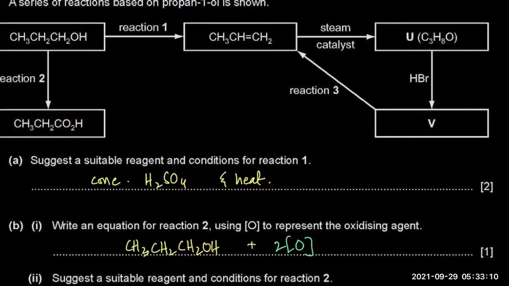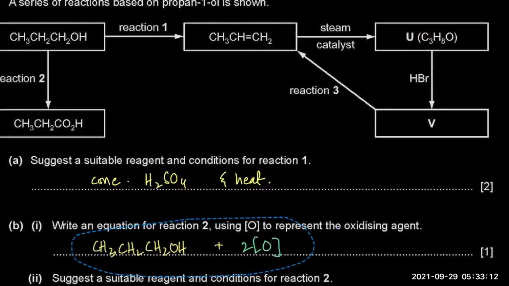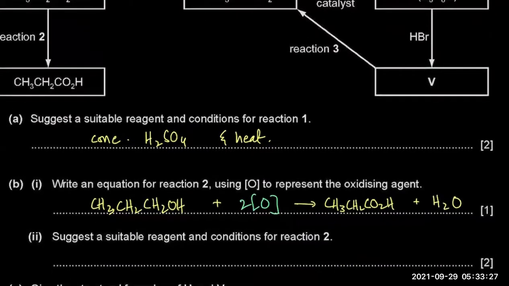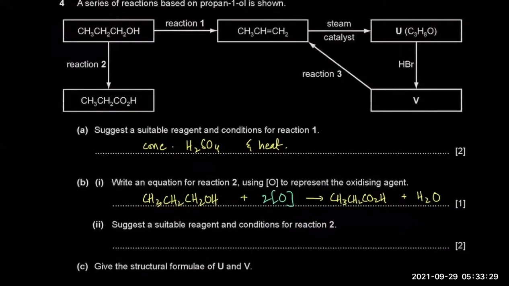So what we make is this. This is what we end up making: CH3CH2CO2H. That's where one oxygen goes, and the other oxygen goes with the 2 hydrogens that left the alcohol. Okay. Suitable reagent and conditions for this. Everyone should know this. Acidified dichromate or acidified manganate and heat under reflux, right?